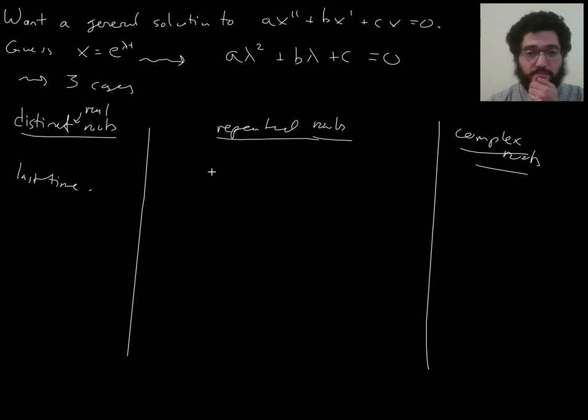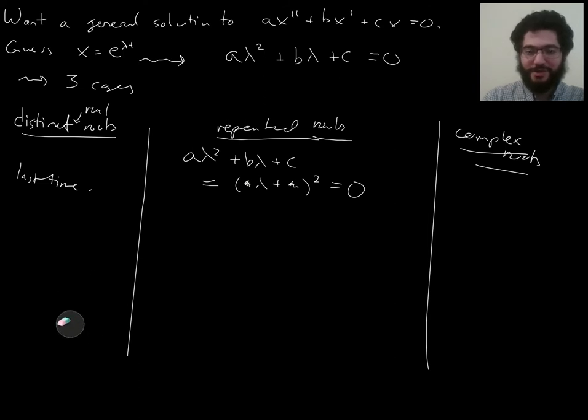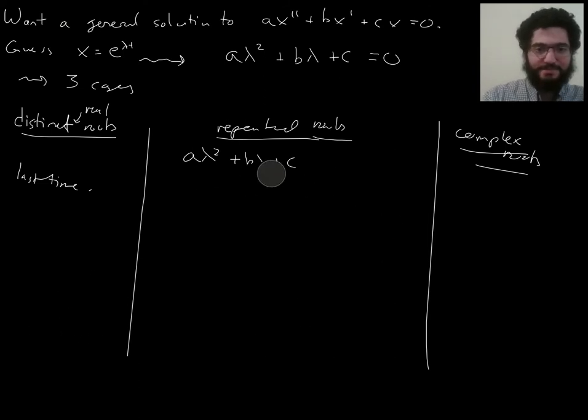So repeated roots means when you looked at this polynomial, it ended up being a square. Something like something times lambda plus something, all squared, equals 0. You get two solutions, but they're the same solution, right? Lambda equals this, lambda equals the same thing. So what do we do here? Let's say your repeated root is lambda. Let's just call it lambda instead of saying lambda 1 or lambda 2.